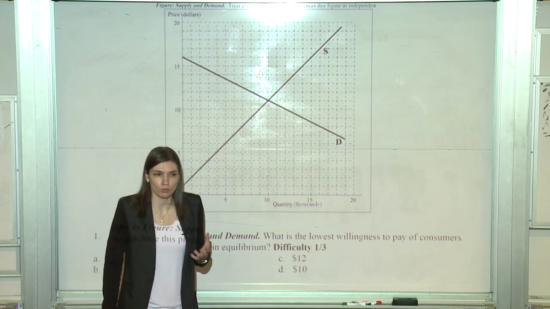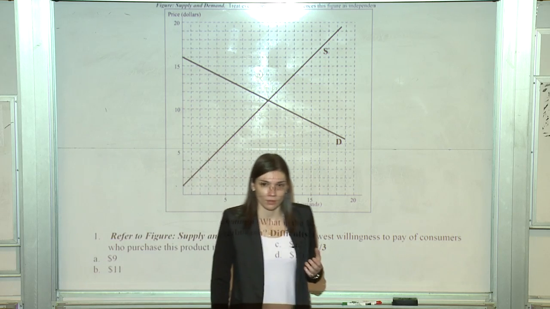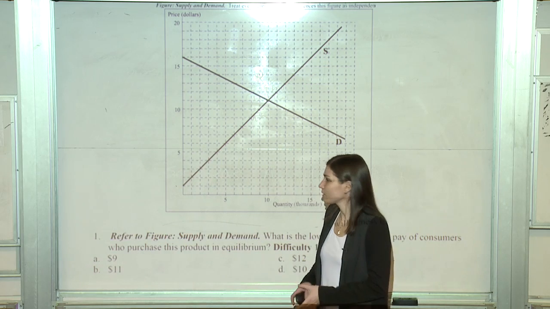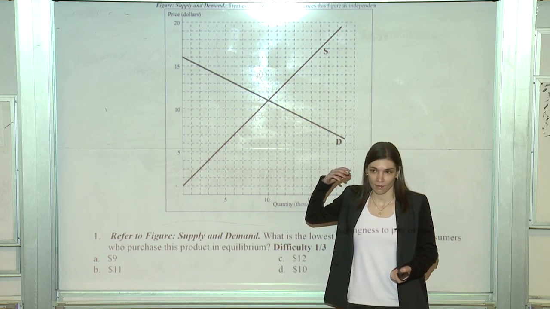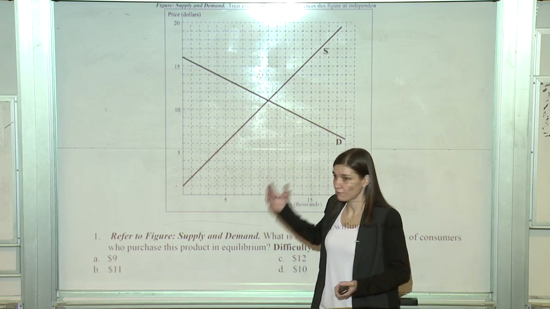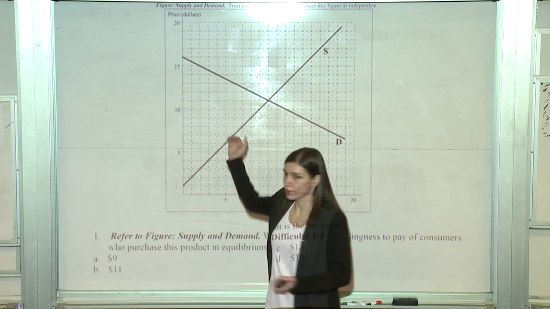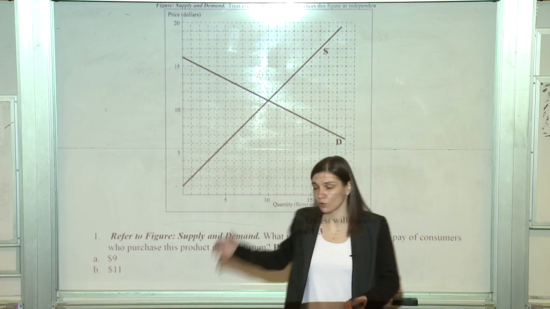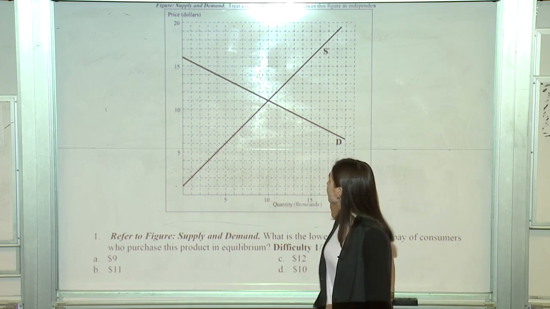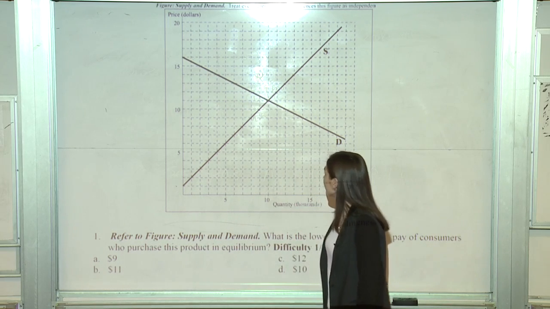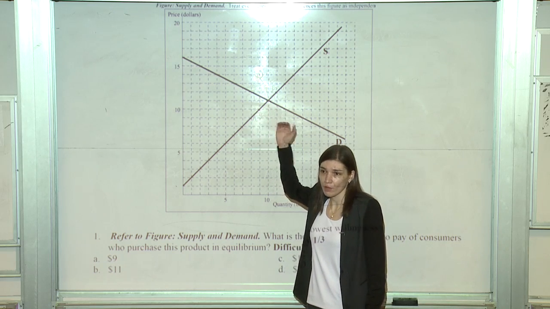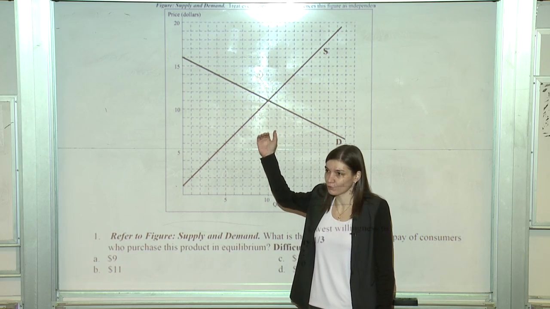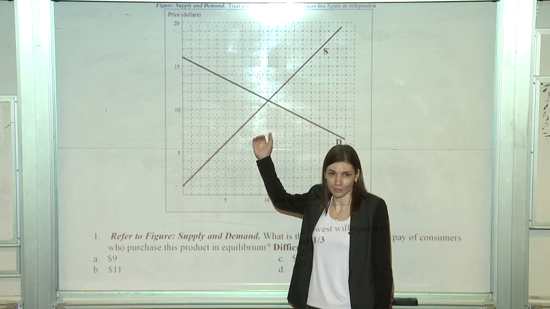So what is the willingness to pay? What does the demand curve represent? The willingness to pay of every consumer at a certain price, right? At a certain quantity, actually. So they have different willingnesses to pay, and at equilibrium, who's going to purchase the product? Well, everybody who's willing to pay at least the equilibrium price.